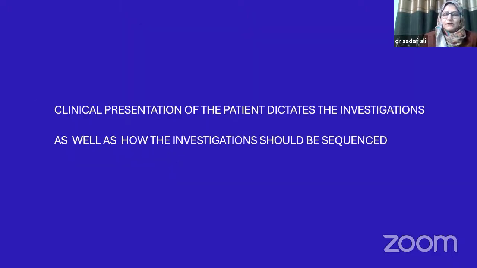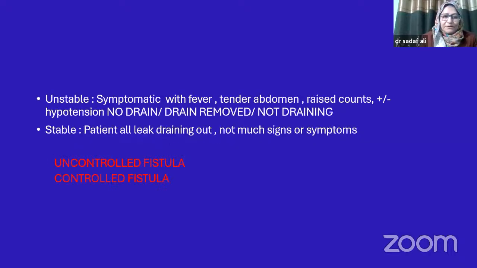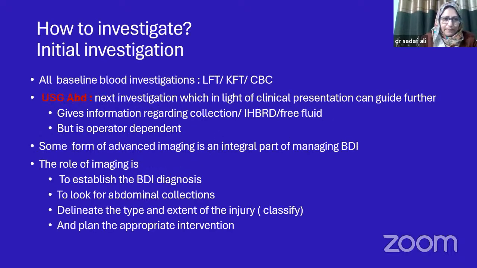So it is the clinical presentation of the patient which dictates the investigations to be done, as well as how the investigation should be sequenced. The patient may be unstable with symptomatic fever, tender abdomen, raised counts, hypotension, no drain, drain removed, not draining. In case of uncontrolled fistula, the patient is likely to be stable, or leak coming out with not much signs and symptoms, if there was a drain. If there was no drain, then you have to have a high index of suspicion, and it has been already discussed. And in uncontrolled fistula, the patient may be sick to stable as well.